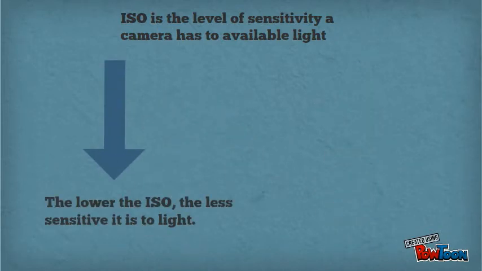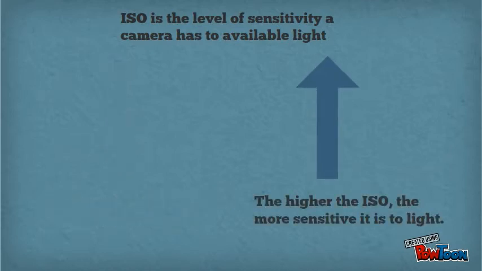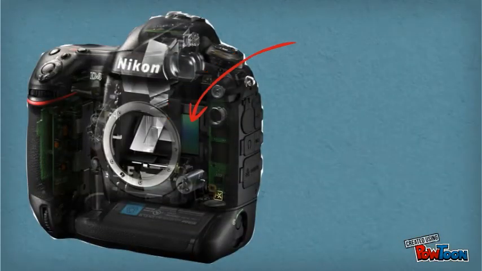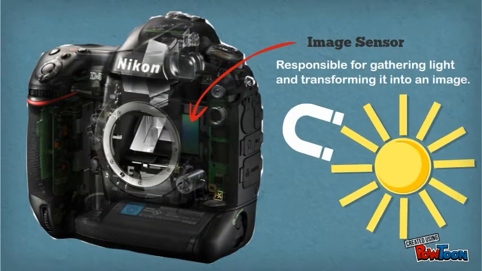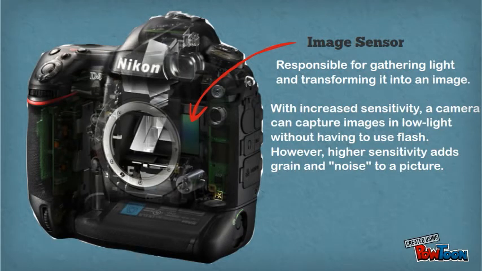The lower the ISO, the less sensitive it is to light. The higher the ISO, the more sensitive it is to light. Each camera has an image sensor. It is responsible for gathering light and transforming it into an image. With increased sensitivity, a camera can capture images in low light without the use of flash. However, higher sensitivity adds grain and noise to a picture.